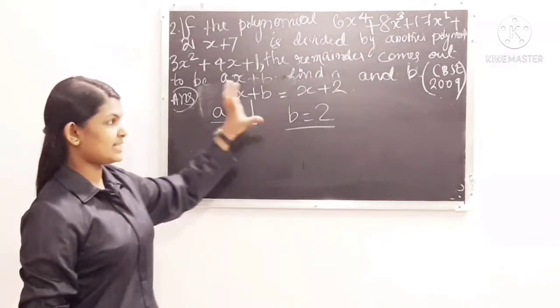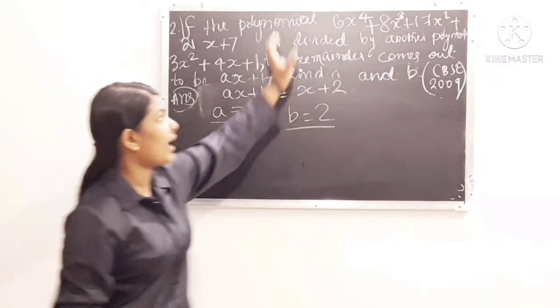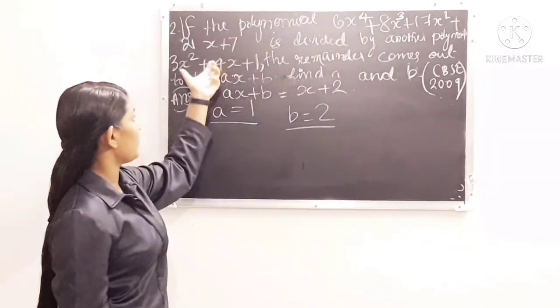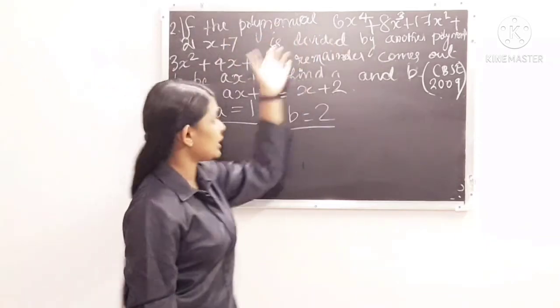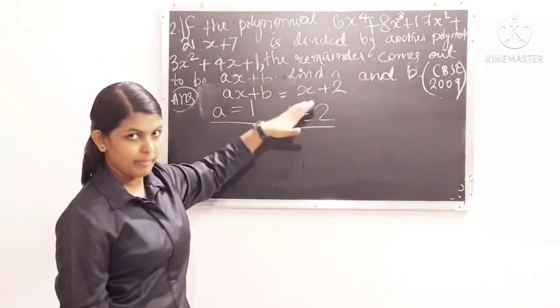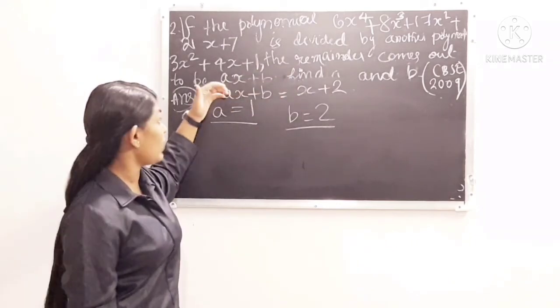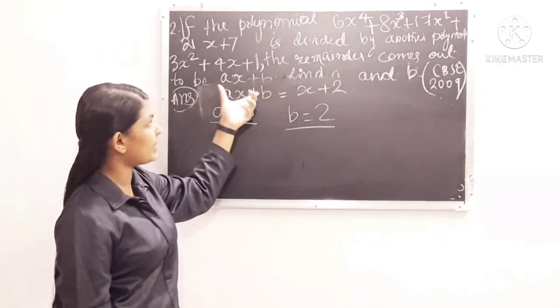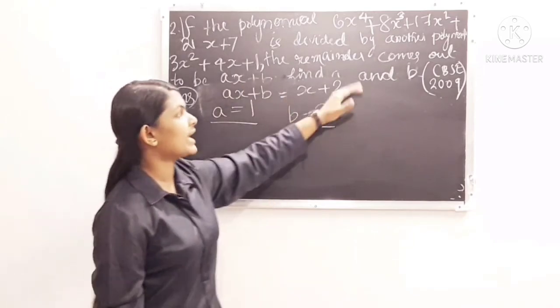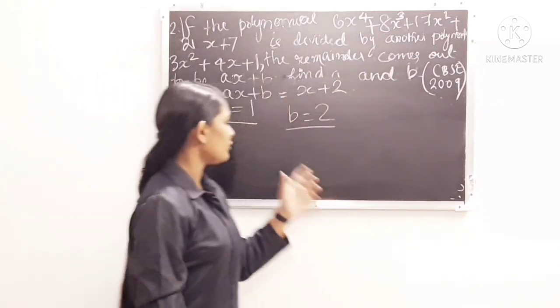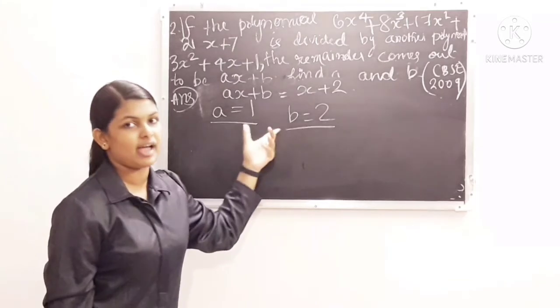So if we get a question like this, first of all we have to divide this polynomial by this polynomial. Then we get a remainder, and we have to equate it to ax plus b. From that we will get the value of a and b. Now we obtain the value of a and b as 1 and 2.